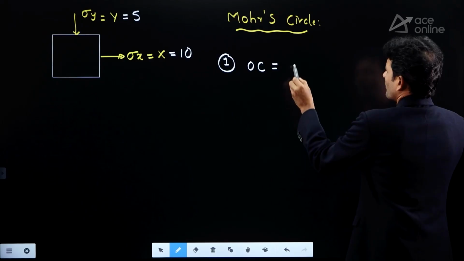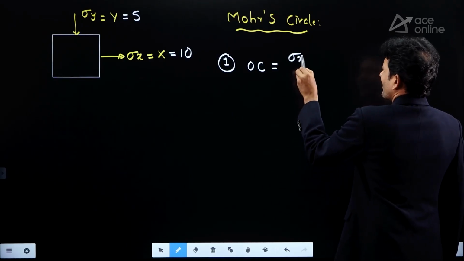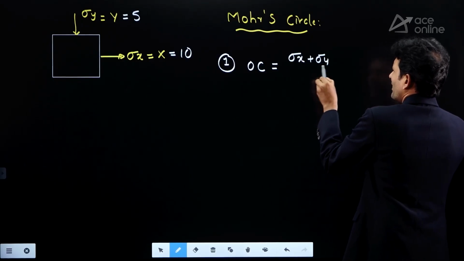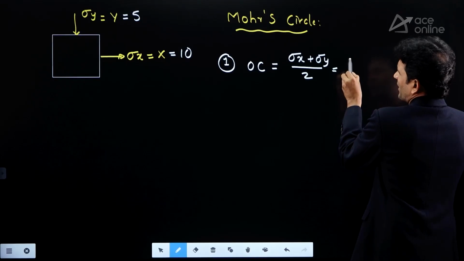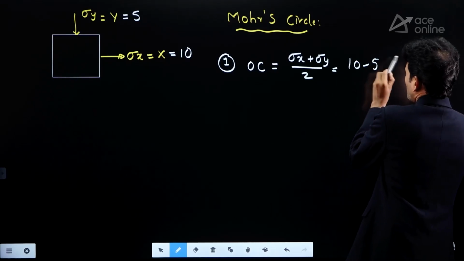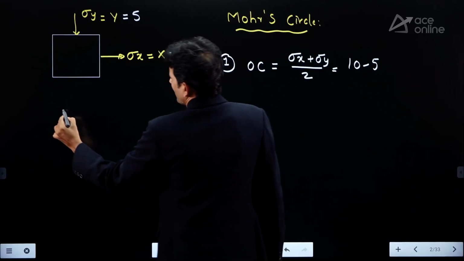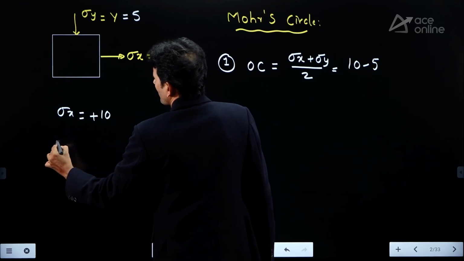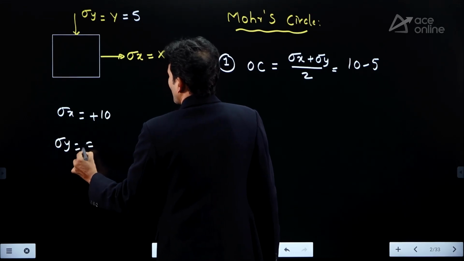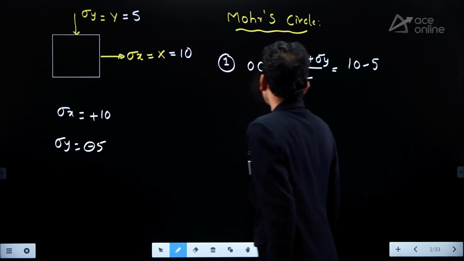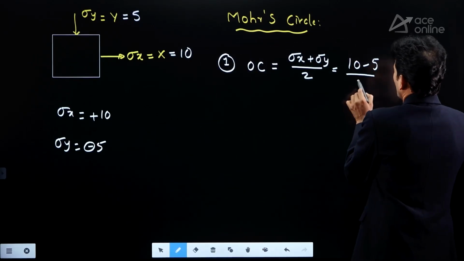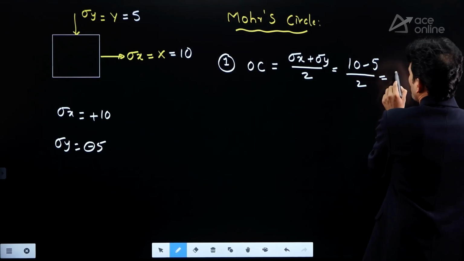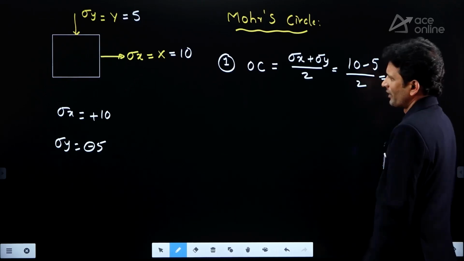How can you find out this one? As we know the standard relation, sigma x plus sigma y divided by 2. Sigma x is plus, sigma y is minus 5. Why? Clearly it is having compressive nature. Sigma x equal to plus 10 units I am taking. Sigma y equal to minus 5. Both are unequal, clearly mentioned. Divided by 2, we are having 2.5. Very good.